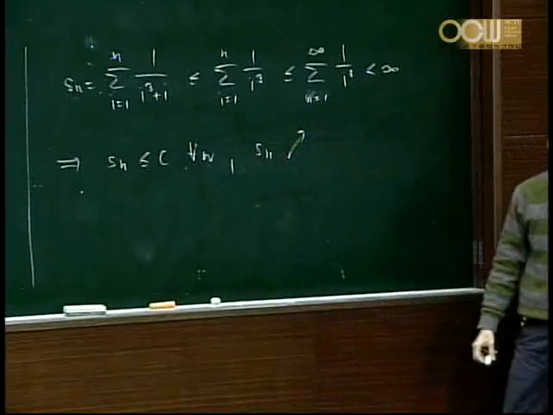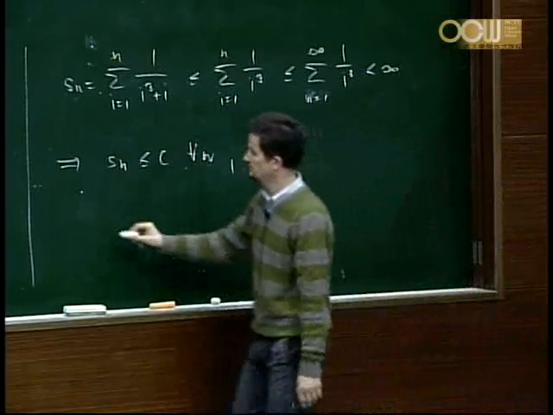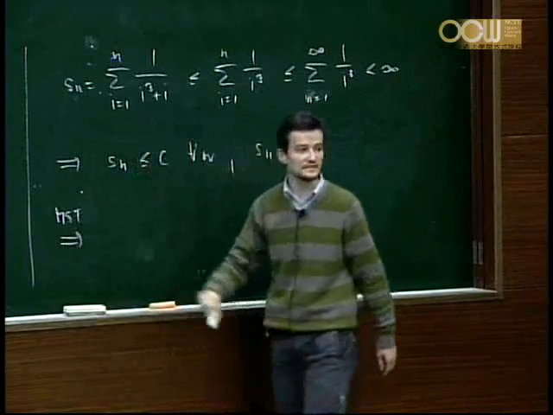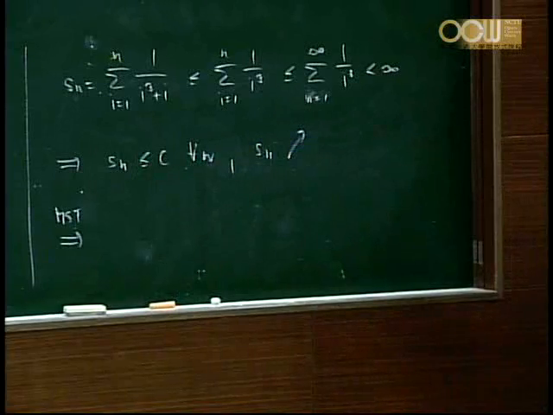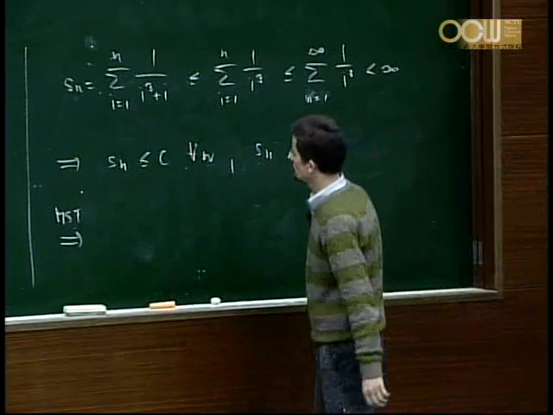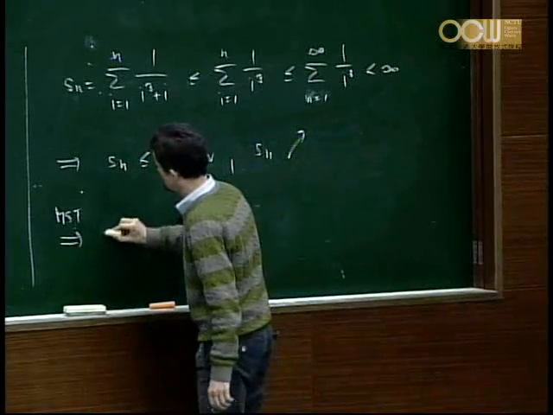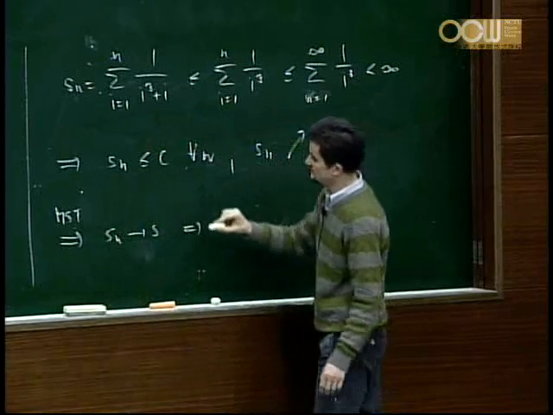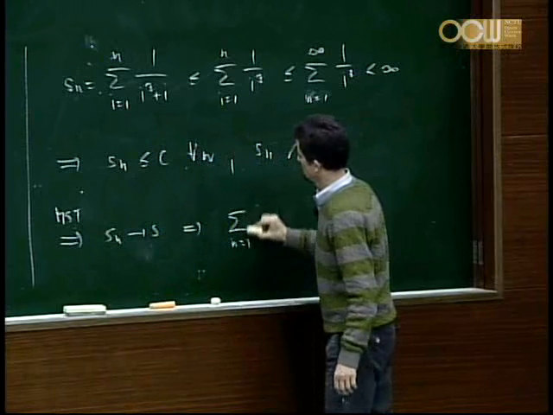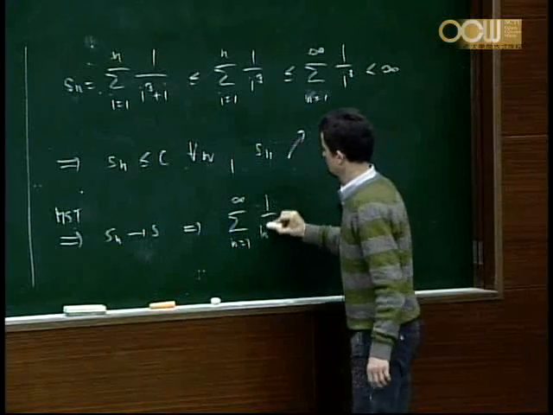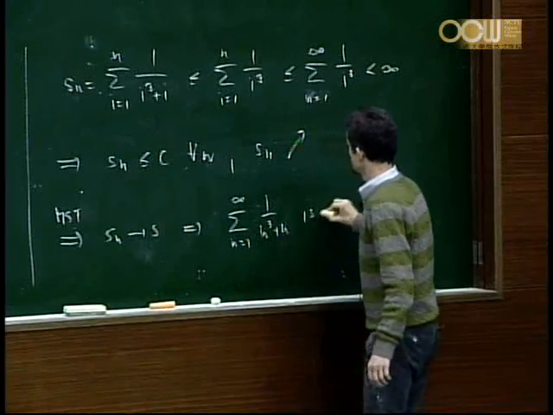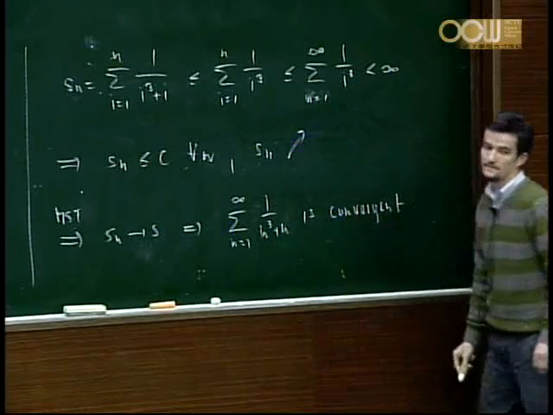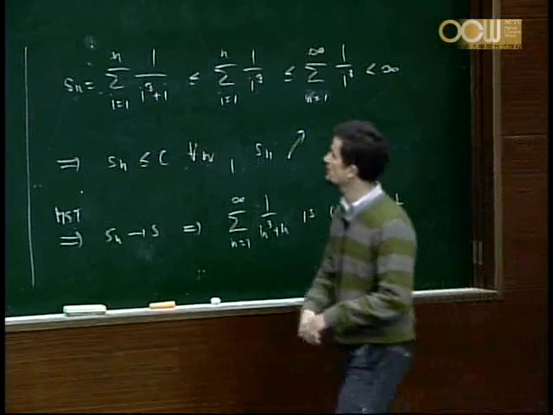And once more, we use the monotonic sequence theorem. I told you that this is an important result. So once more, we can use the monotonic sequence theorem in order to conclude that Sn converges to S, which then means that this series is convergent. So this is the way we argue.